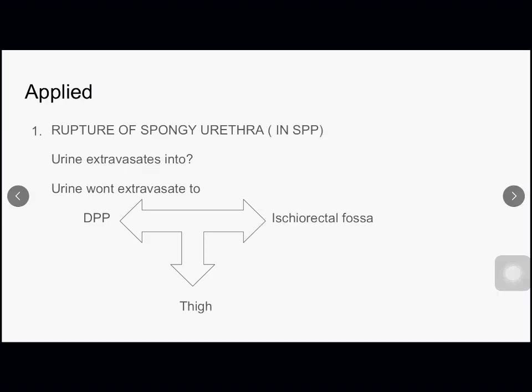Urine will not extravasate into the thigh also. Why? Because you have a strong fascia lata which is attached to Holden's line. So this will be preventing extravasation of urine into the thigh. And it will not go to the ischiorectal fossa which is located posteriorly, because I told you Colles fascia is attached posteriorly to the perineal membrane. So it will not go into the ischiorectal fossa also. They may be asking this as an applied question: where all it extravasates, and to which areas it won't extravasate.